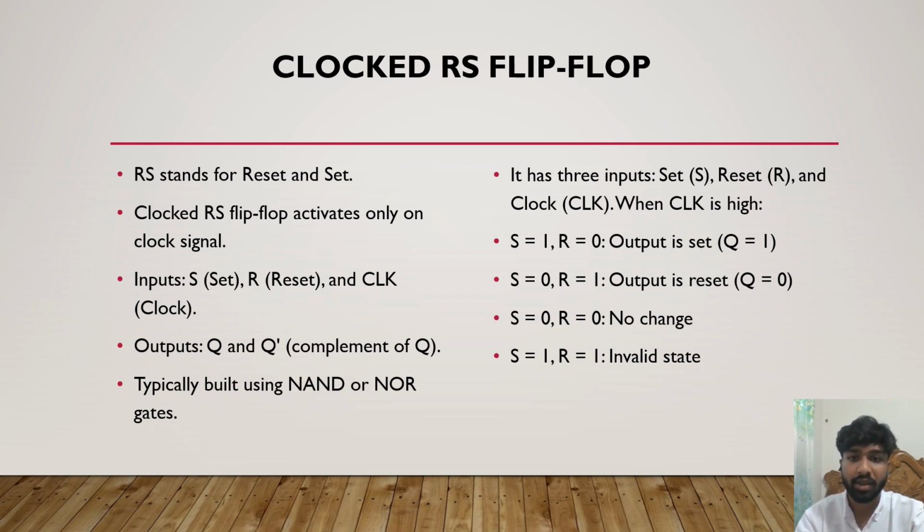Let's know the working mechanism of clocked RS flip-flop. It has three inputs: set S, reset R, and clock. When clock is high, then when S equals 1 and R equals 0, the output is set, that means Q equals 1. When S equals 0 and R equals 1, the output is reset, then Q equals 0. When S and R both are equal to 0, then the output has no change. When S equals 1 and R equals 1, then it is an invalid state.